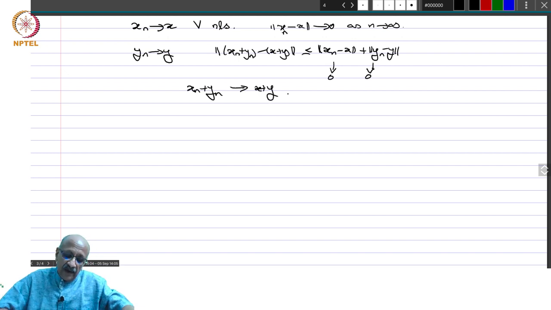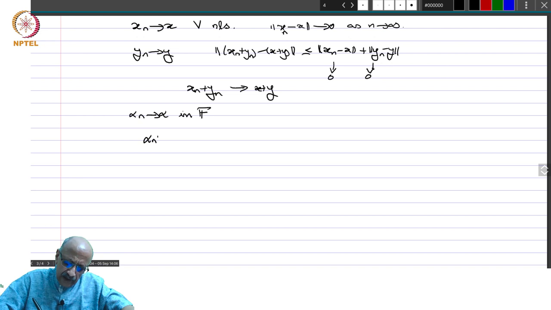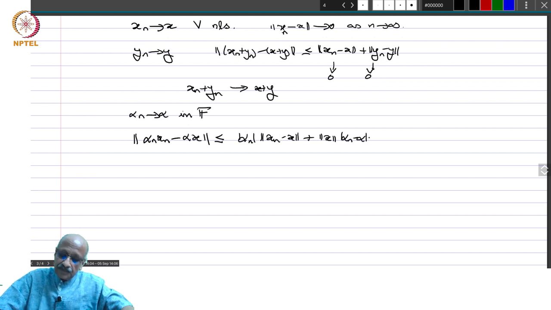So we have that vector addition is indeed continuous. Similarly, if alpha n goes to alpha in F, the basic field which is always the real or the complex numbers, then you have alpha n xn minus alpha x. In the same way, by adding and subtracting the appropriate thing, we can write this as mod alpha n times norm xn minus x plus norm x times mod alpha n minus alpha.